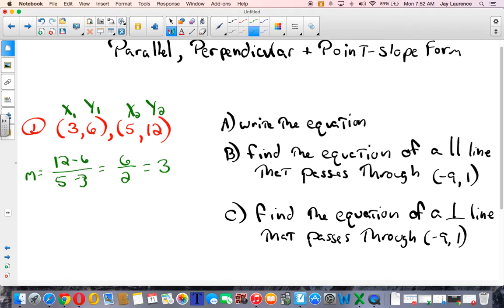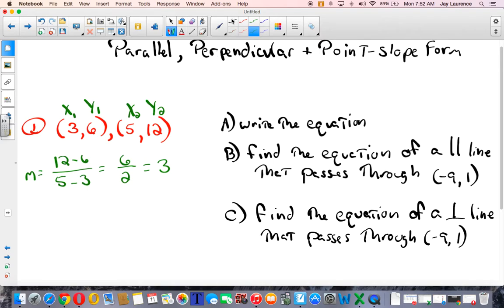And notice we had to be consistent. I chose to start with 12 minus 6. Therefore, in the denominator, I must do 5 minus 3. And that's looking less and less like 5 minus 3, so let me just erase it and rewrite it so you can tell what it says. There we go. All right, so the slope is 3.